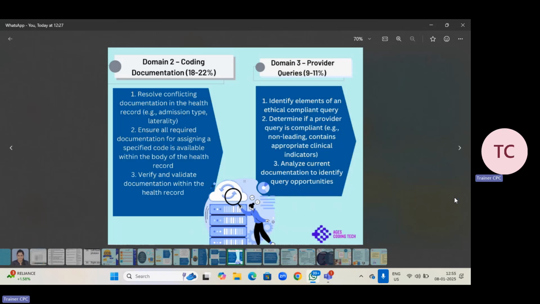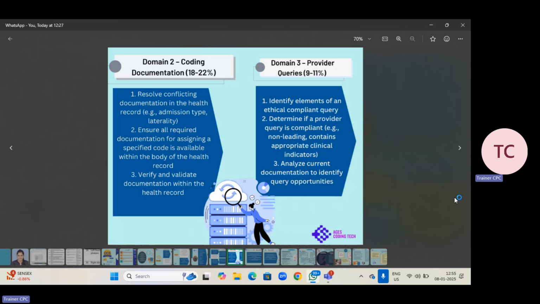Say, for example, some signs and symptoms and clinical indicators related to a specific disease have been provided, but that disease name is nowhere mentioned in the document. Then in that case, we should not assume ourselves, okay, these conditions are given so definitely this will be this particular disease only. Instead, you need to query the physician: as you have documented all these signs and symptoms and clinical indicators, whether the patient is having this disease or not. So can you please specify, like that? This is what querying is.